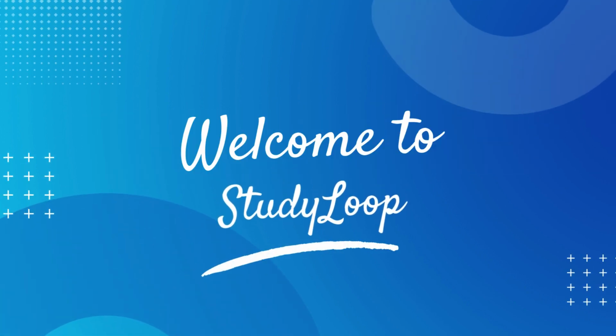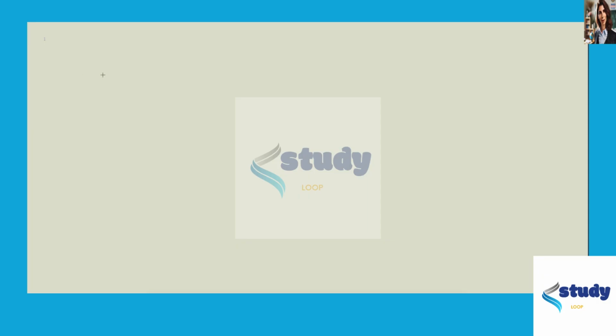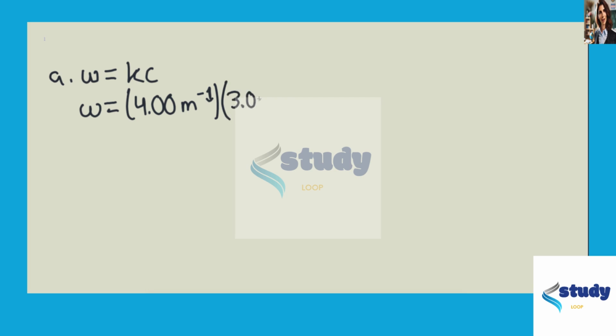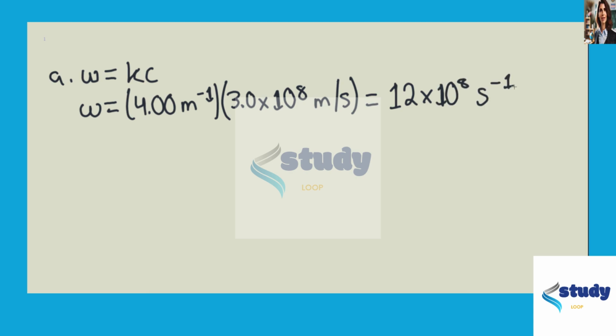Welcome to Study Loop. So here we know that for part A, we need to find the angular frequency omega. This would be equal to the propagation constant multiplied by the speed of light. This is going to be equal to 4.00 per meter multiplied by the speed of light, 3.0 times 10 to the eighth meters per second. And this is equaling 12 times 10 to the eighth per second.